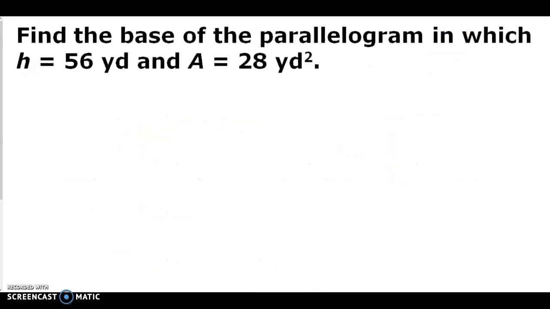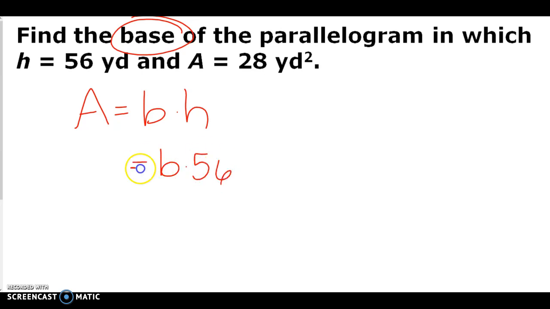Alright, so this time we're looking for a base, and we know the area and the height. So I'm still going to write the same formula, so area equals base times height. Veronica, give me one of the numbers that we know. 56. Where does the 56 go? Yep, so we're looking for a base times the height of 56, and that leaves our area at 28. So we actually know the answer this time. We know the area is 28.